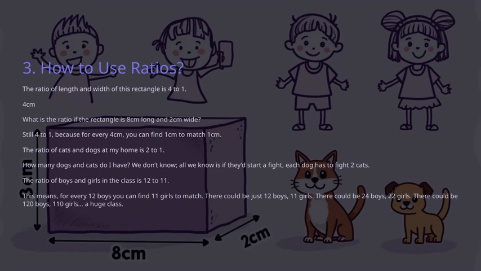So overall, ratios are a way to compare quantities, and they stay consistent even when the actual numbers change. They're a powerful tool to understand relationships in many different situations.